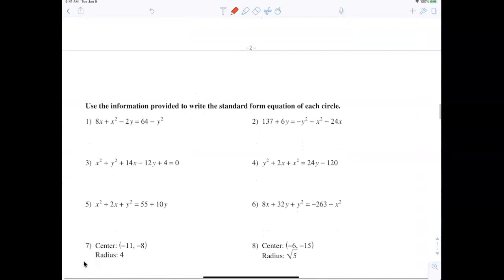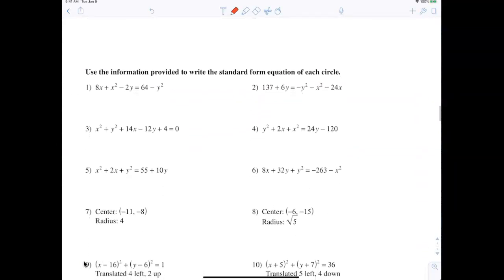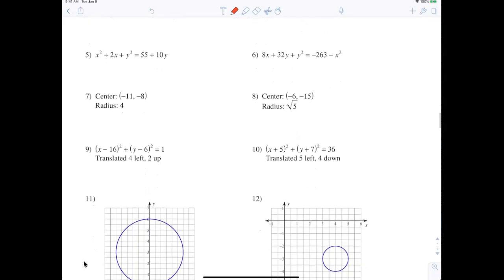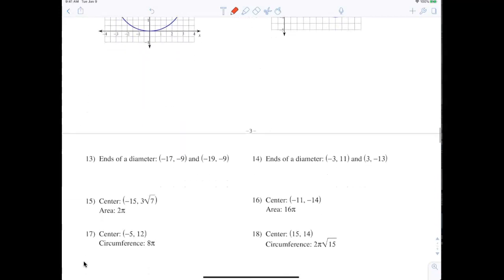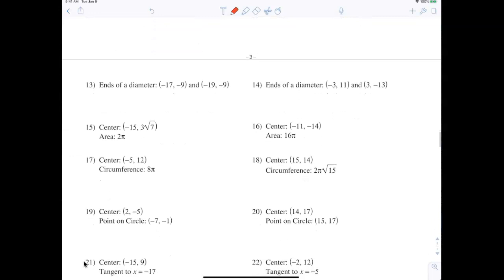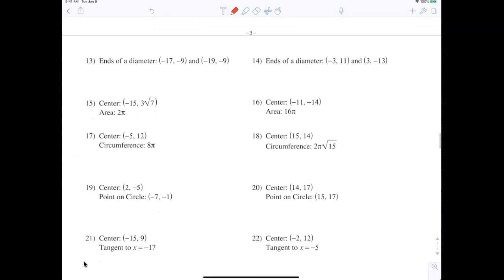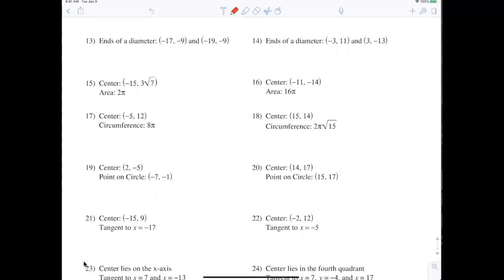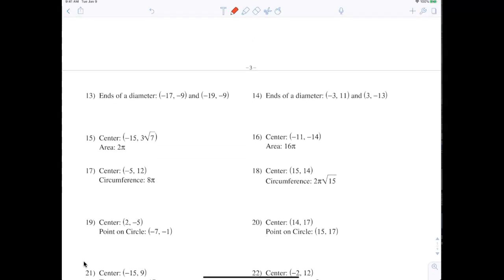Now, if you look for tomorrow, we're just going to continue on. And then you'll be writing the equations from the graph, which I think is kind of easy. Then you'll have some points. Then they'll give you an area you have to write. It's really kind of simple. But you have to remember the formula for area. You have to remember the formula for circumference. And then you just take that information and plug it into the equation of the circle.